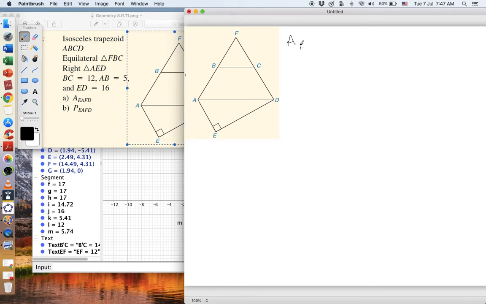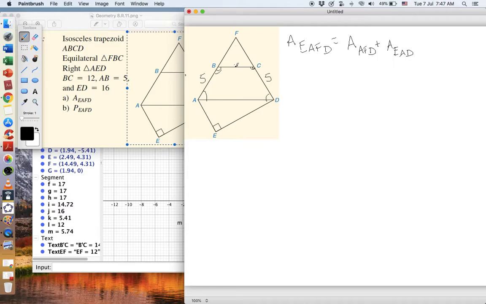The area of EAFD is equal to the area of AFD plus the area of EAD. So we'll split this up into 2 triangles. We've got this equilateral triangle here. We know this is an isosceles trapezoid, so the 2 angles at the top are equal and the 2 angles at the bottom are equal, and we know that our side length here is 5, so this other side length is 5.